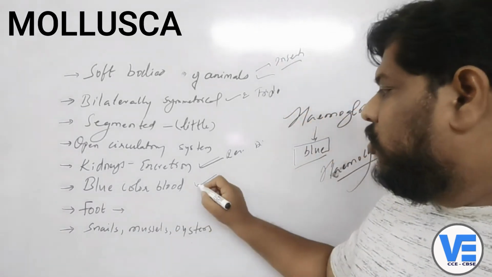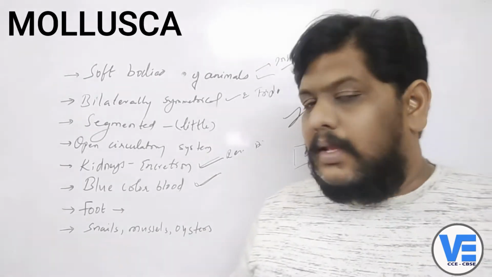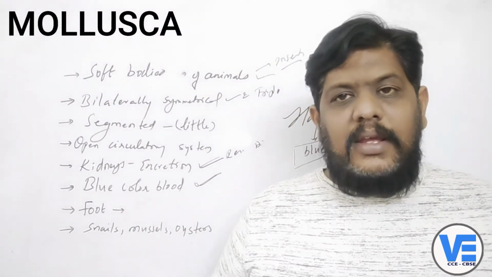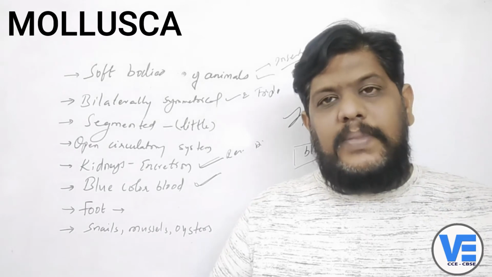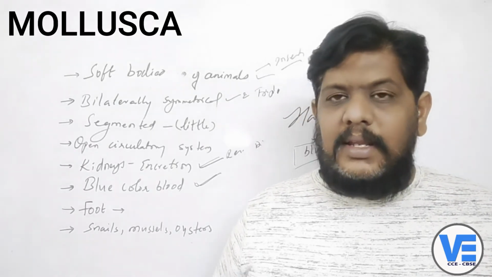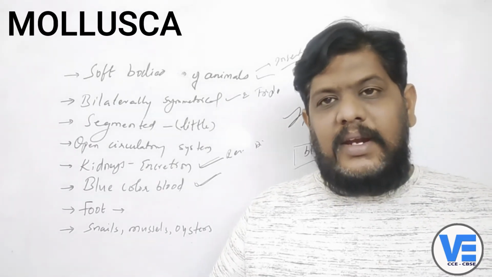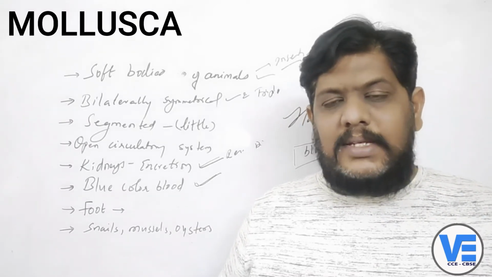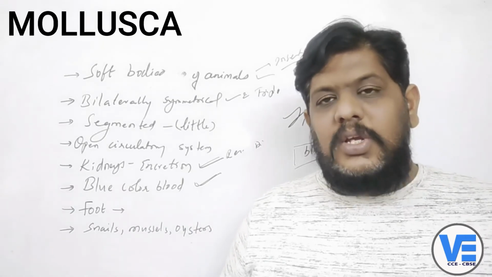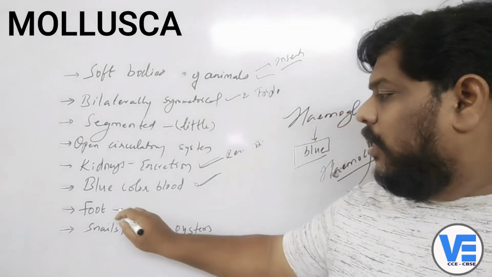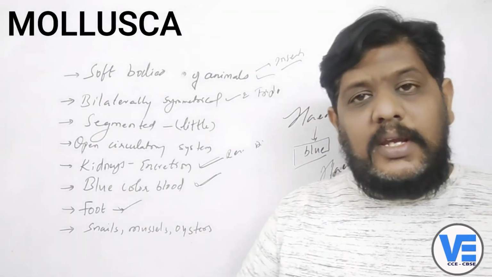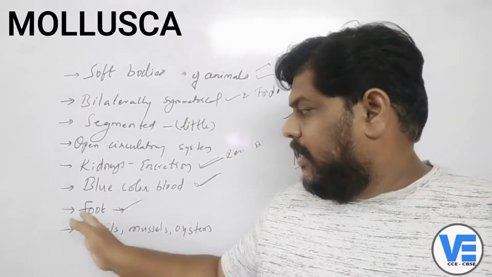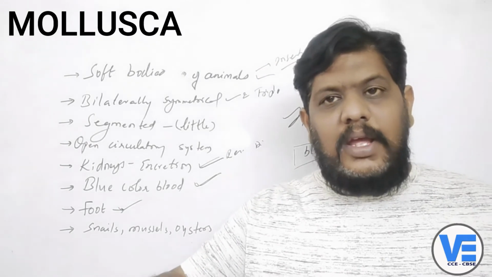Okay, children. So now when you come to the foot, there is a foot at the ventral side with which it will move from one place to the other places, right? Actually the body is divided into three parts. One is the head, one is the visceral mass, and the third one is the foot. So the foot is also a part of its body with which it will locomote, right? The locomotory organ of the mollusca is the foot. So they move from one place to the other place.